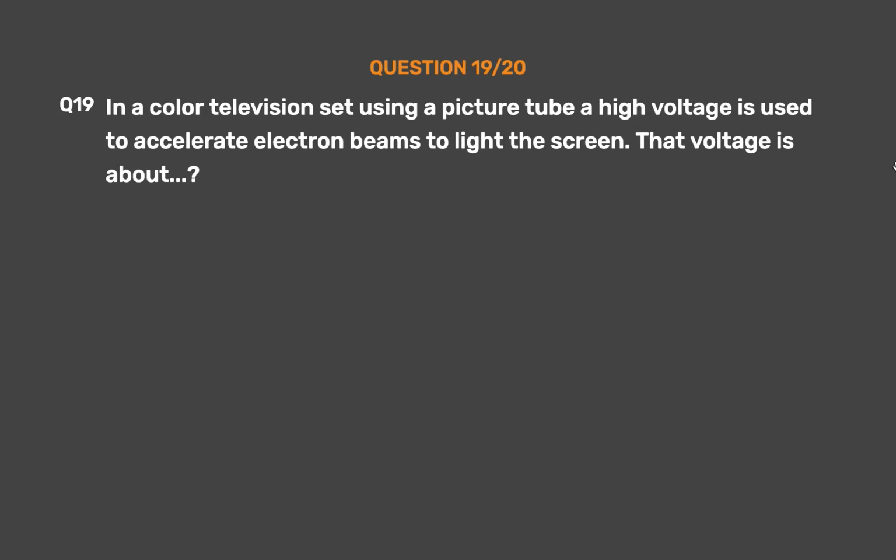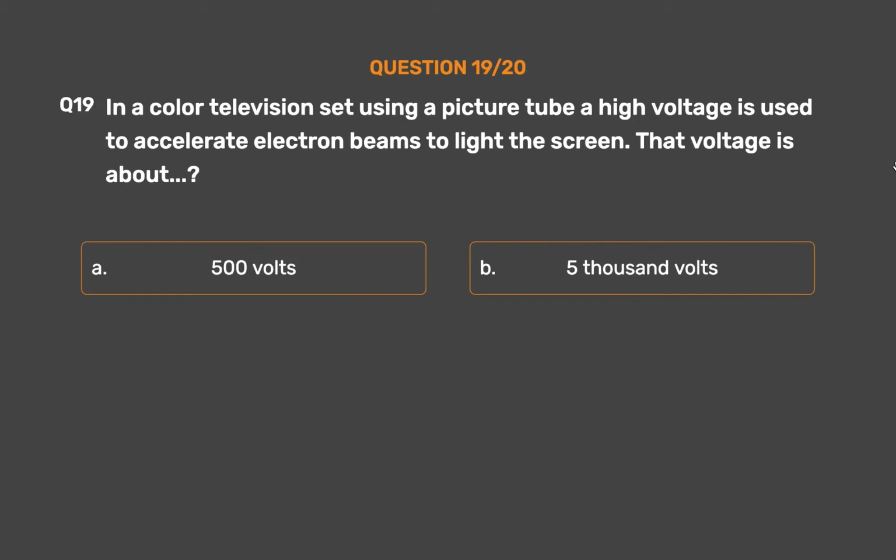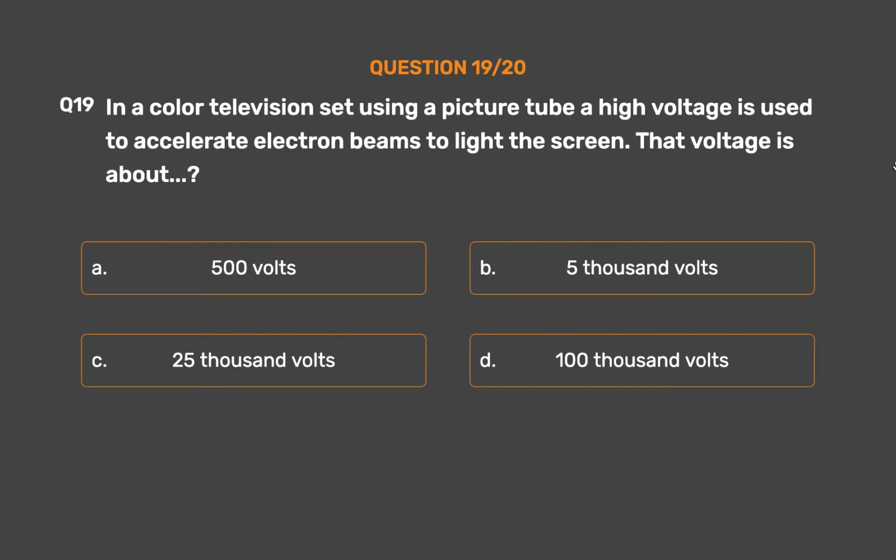Question number 19. In a color television set using a picture tube, a high voltage is used to accelerate electron beams to light the screen. That voltage is about option A. 500 volts. Option B. 5000 volts. Option C. 25,000 volts. Option D. 100,000 volts.